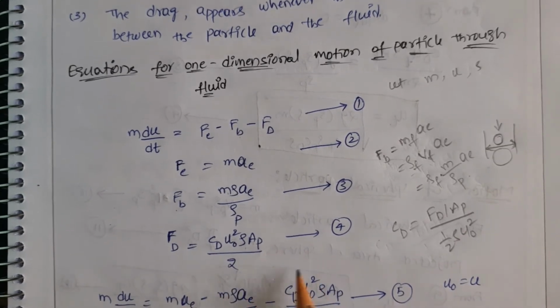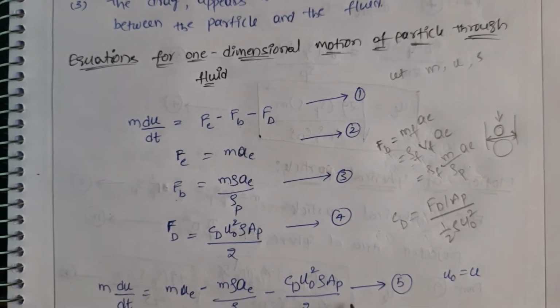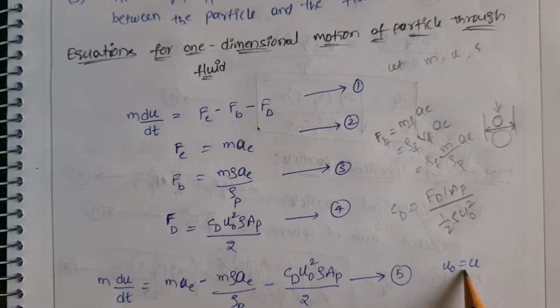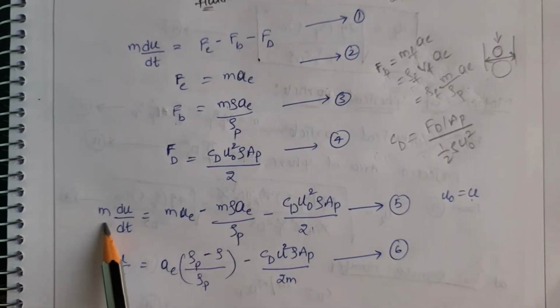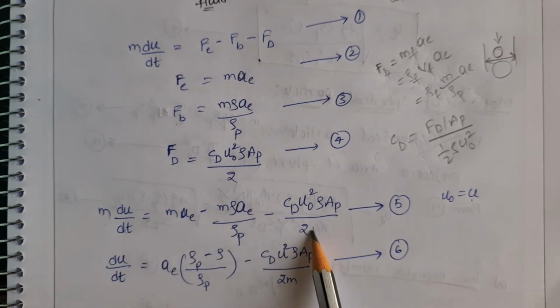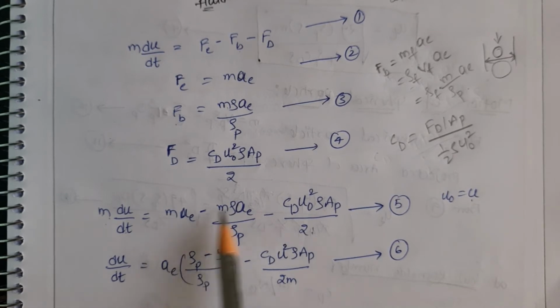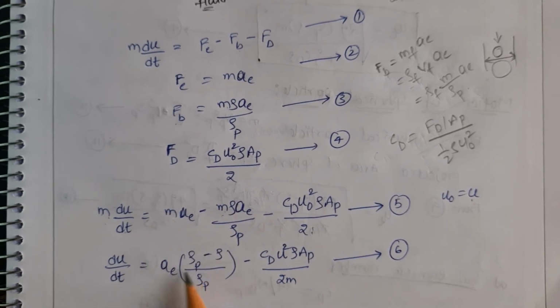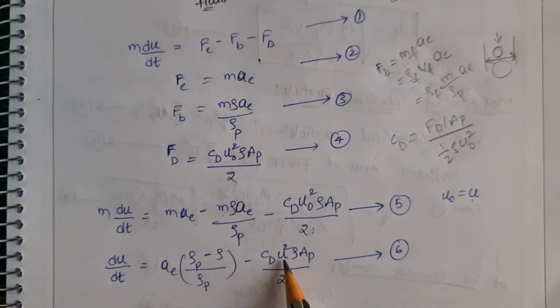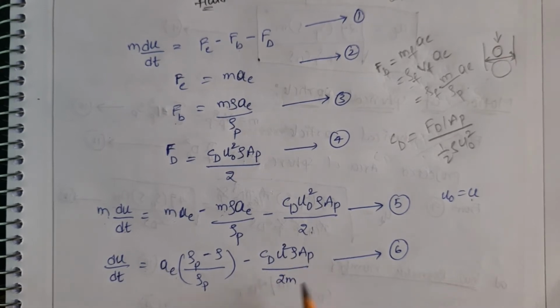So by substituting these two forces in equation 1, we will get this. u naught is nothing but u. By taking the mass common from this term and this term, it will come here. So by taking A common in these two terms, A into du by dt equal to A into rho p minus rho divided by rho p minus CD u square rho AP divided by 2m.